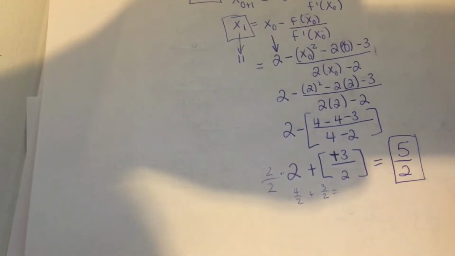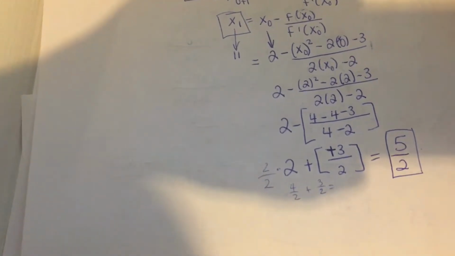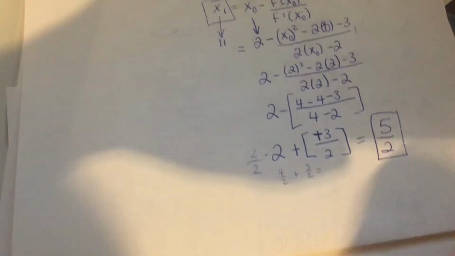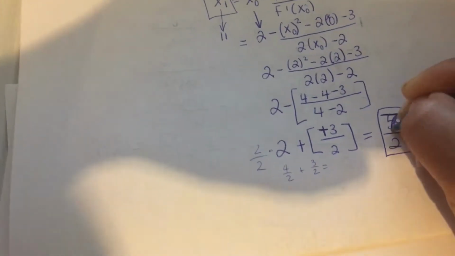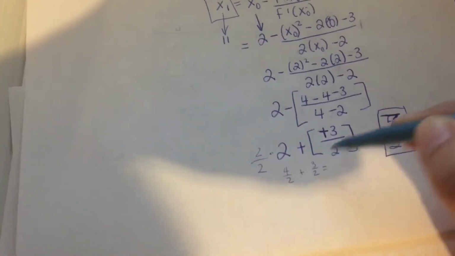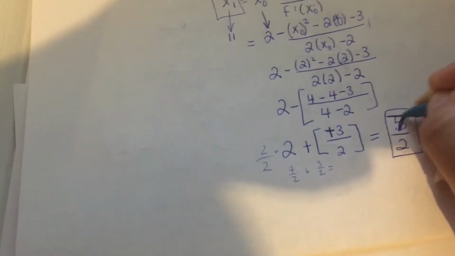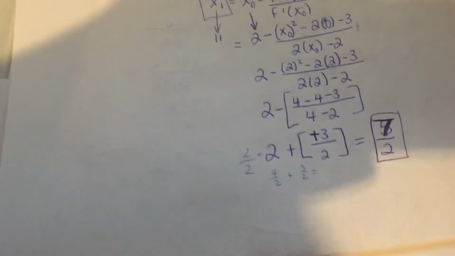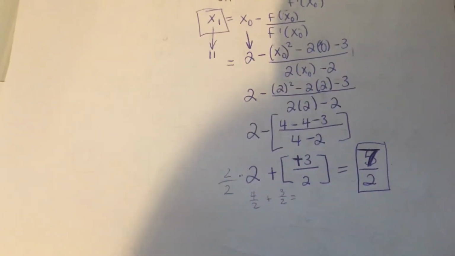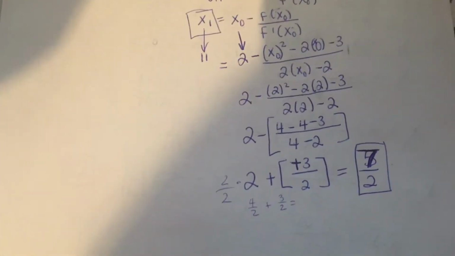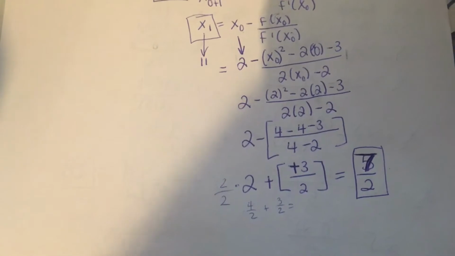And depending how your teacher is with this stuff, I would suggest, wow, I am not doing math this late at night. Sorry about that. 4 plus 3, that's 7. I am not on a roll. Anyways, 7 over 2.